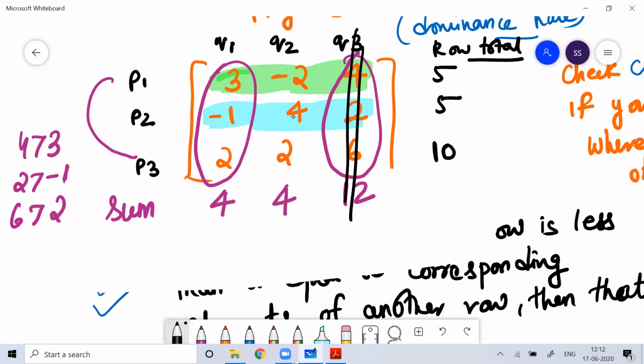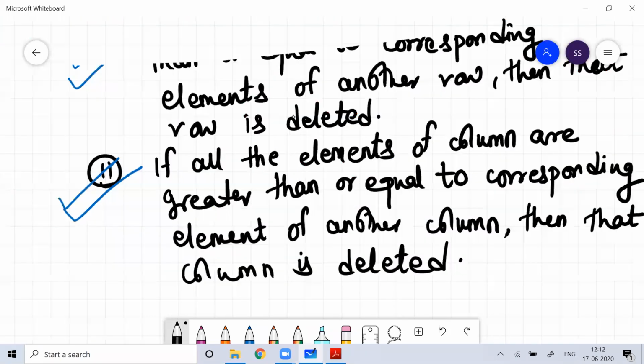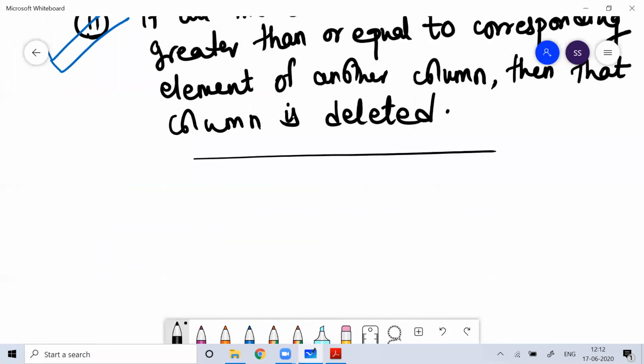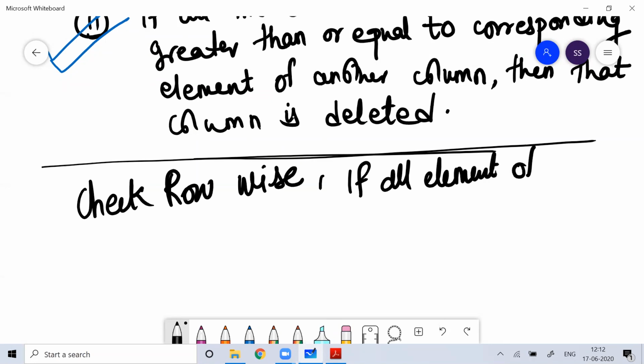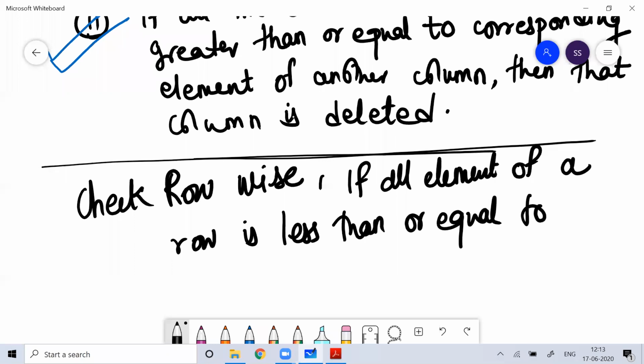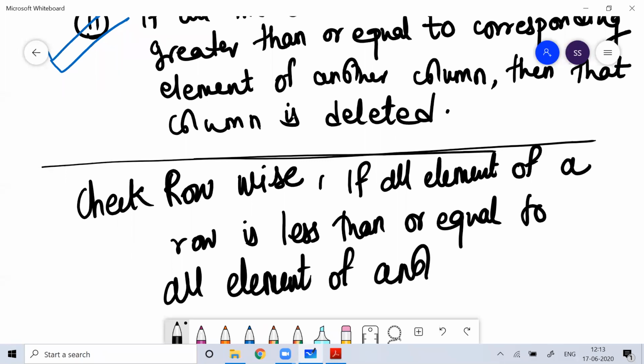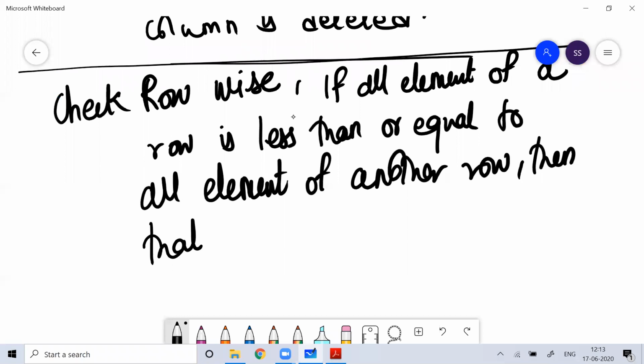So you have to check row wise, and you have to check column wise. If all the elements of a row are less than or equal to all the elements of another row, then that row is deleted.